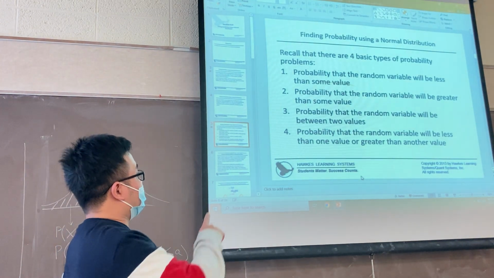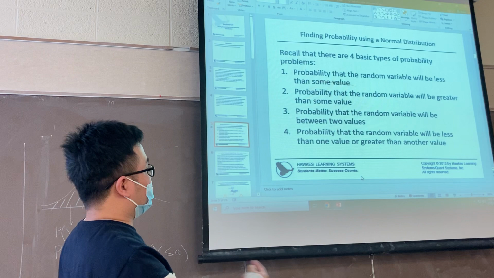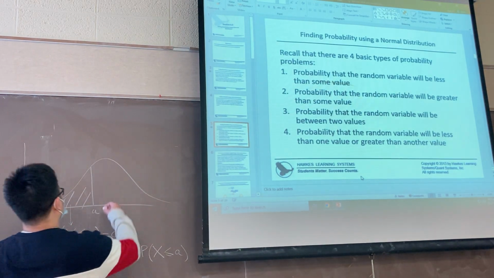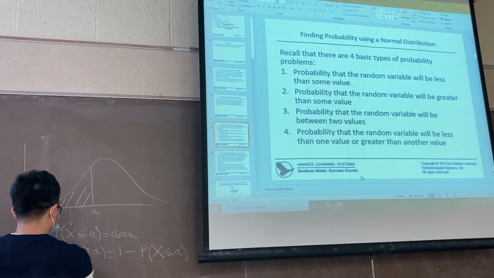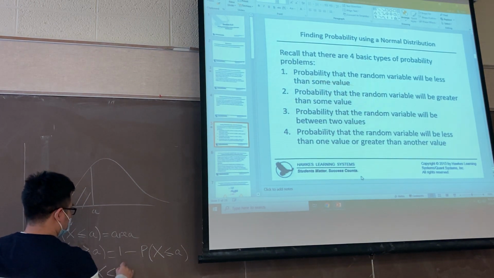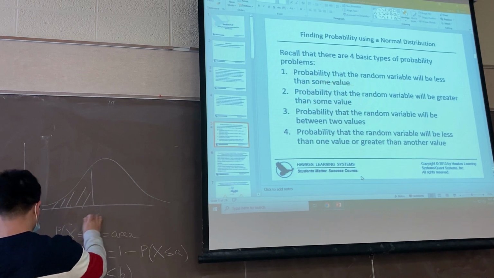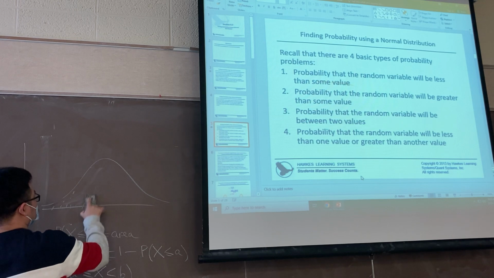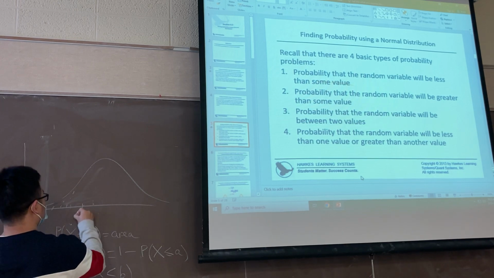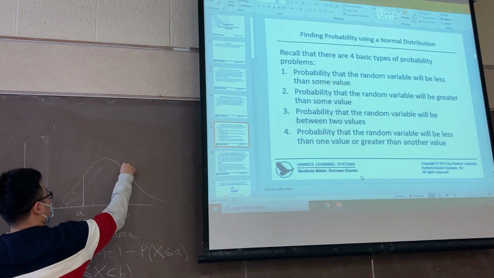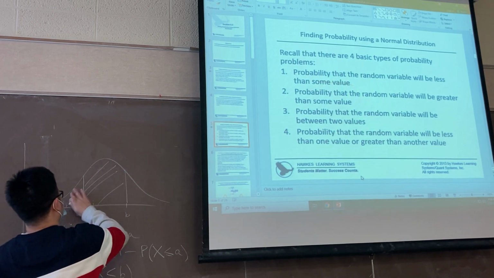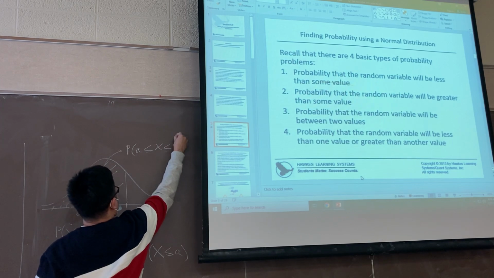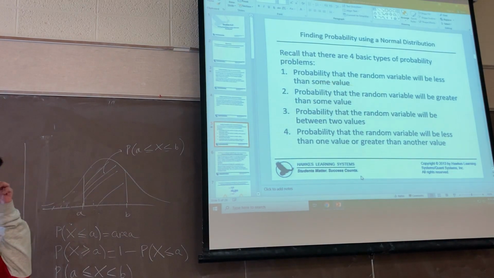The third kind is the probability that the random variable lies between two values, for example between a and b. This is exactly the area between the two values here, the probability of x between a and b.